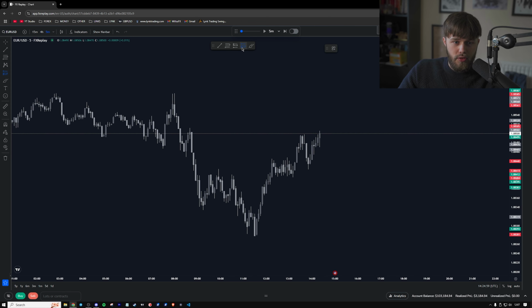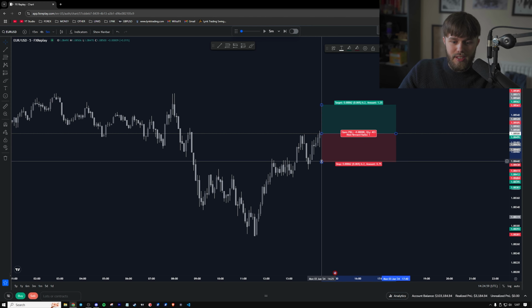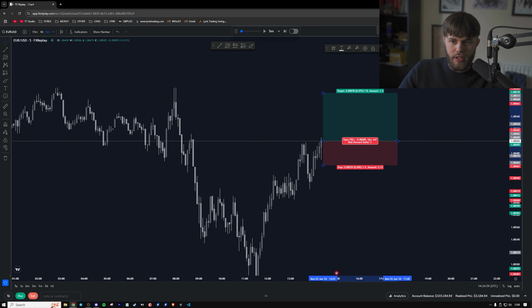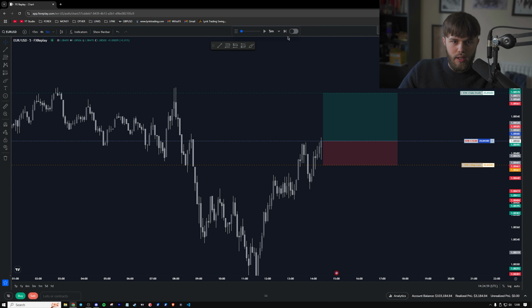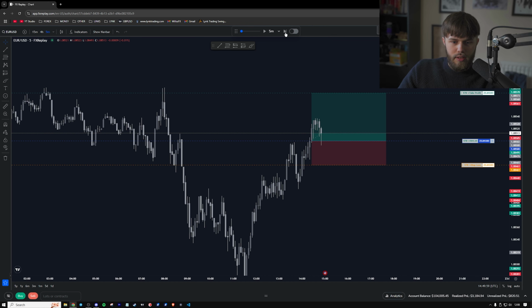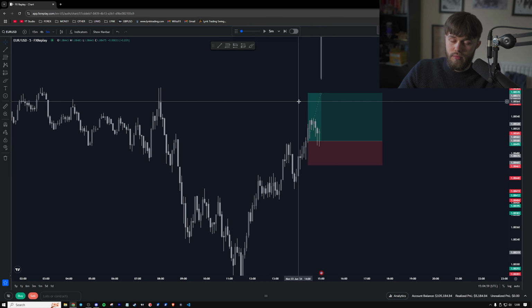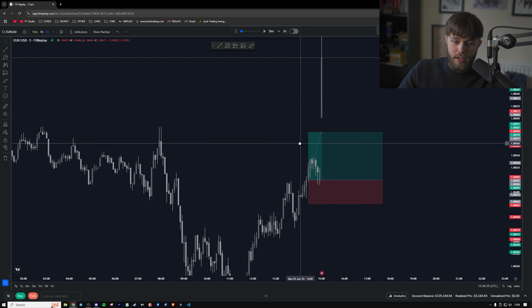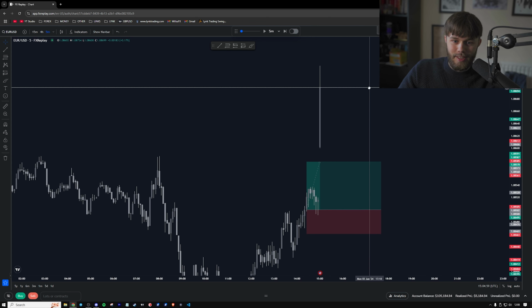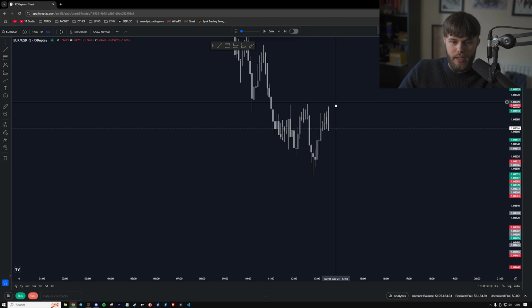Okay, so this is a break of structure. And like I've said in previous videos, it doesn't matter how clean it looks. If price breaks structure, we are entering. That's what you need to be like in your trading. We're entering here. If price wins, we don't care. I mean, that is an absolutely crazy win there. I'm not really too sure what happened there, to be honest, but can't complain.